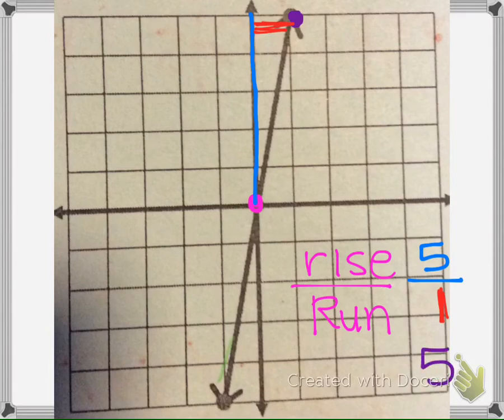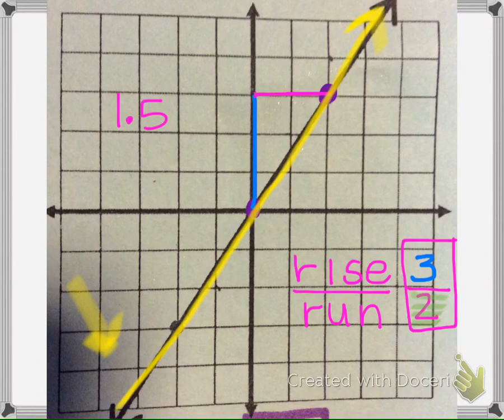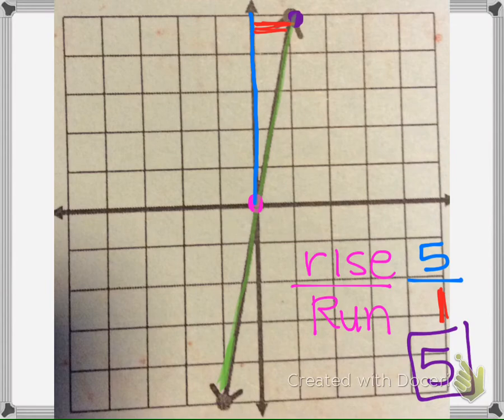If I look at the graph from the left to the right, the roller coaster is going up. So the slope is positive 5. And again, notice that this is a very steep slope in comparison to this one, which was 3/2, which is 1.5. So this one's steeper because the slope is bigger.